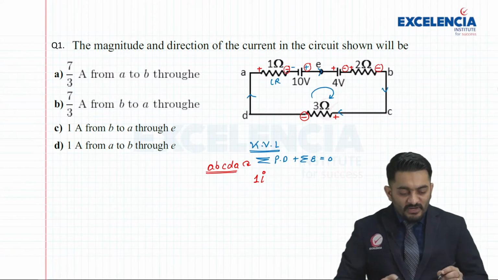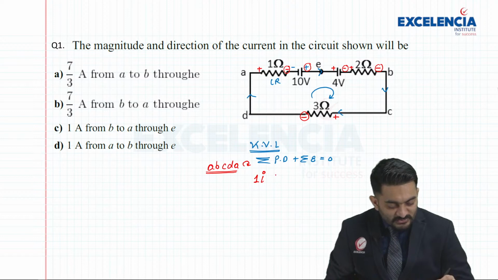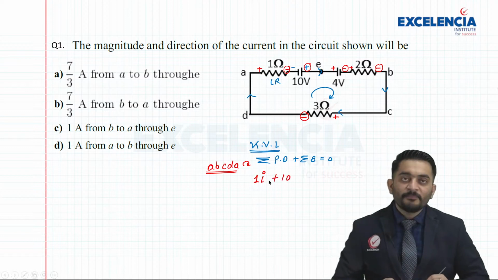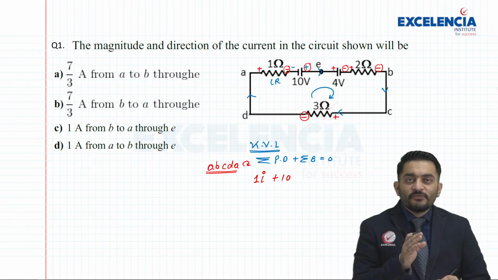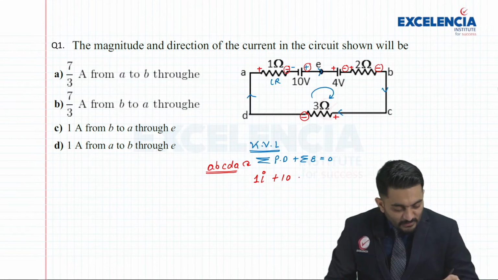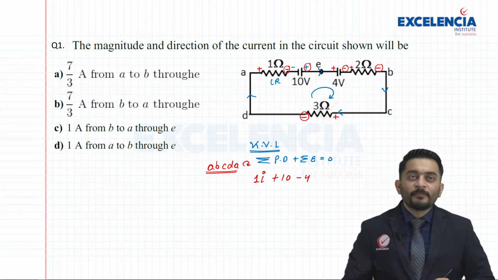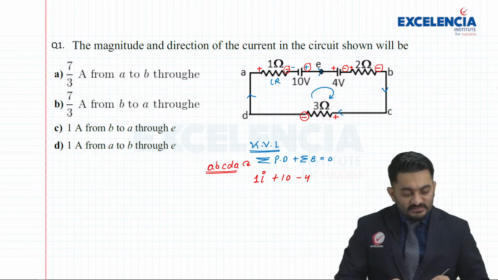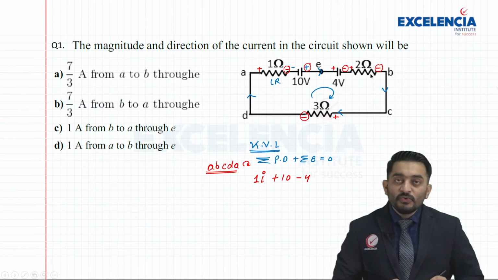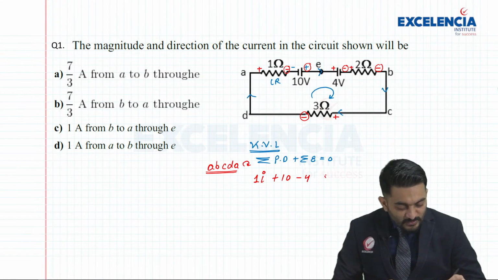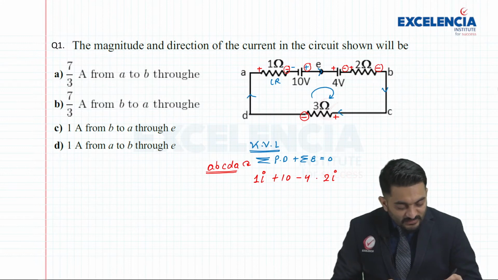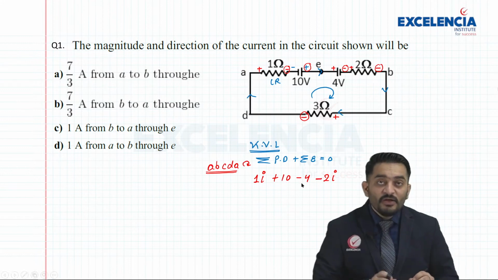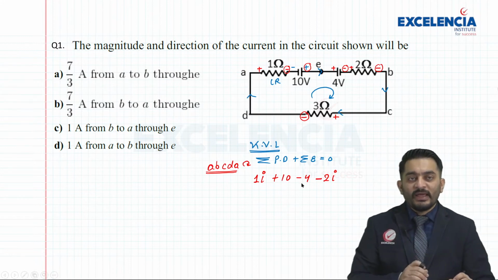And from which terminal are you exiting? You are exiting from the positive terminal. So it will be plus 10, which is the EMF of the battery. The third appliance which you encounter is a 4 volt battery, for which you will write minus 4. Then you move on to the next part, which is the 2 ohm resistance. So your 2 ohm resistance with the current value I, which is unknown to us, and the sign you will write is the one from which you are leaving that particular appliance.